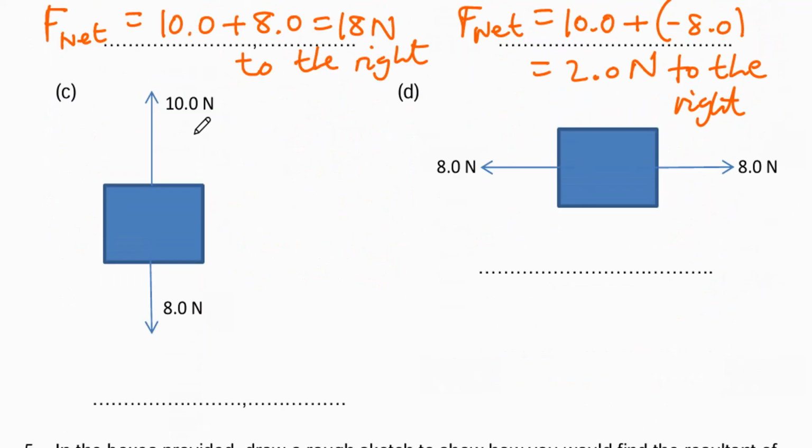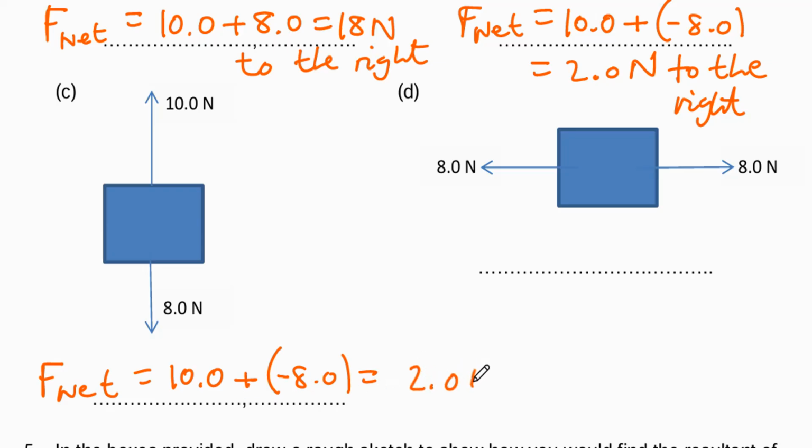Then in C, we have a 10 Newton force up and an 8 Newton force down. Up is positive, so we can use positive 10. Down is negative, so it's plus negative 8. And our answer comes out to be positive 2.0 newtons. Once again, the positive here tells us that the net or resultant force is up, since we chose up as positive.